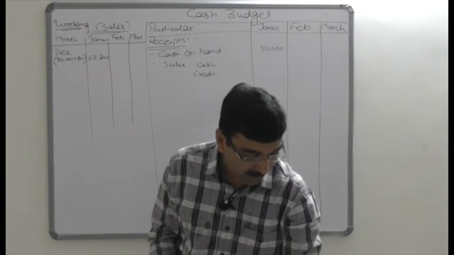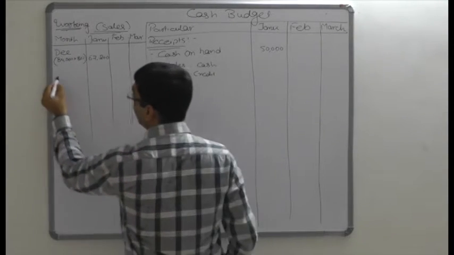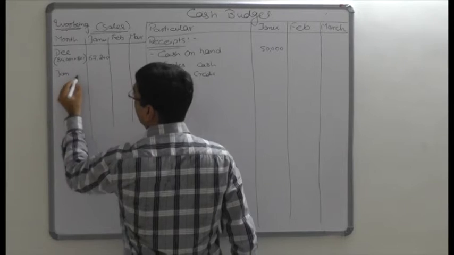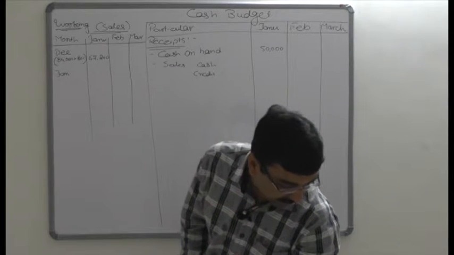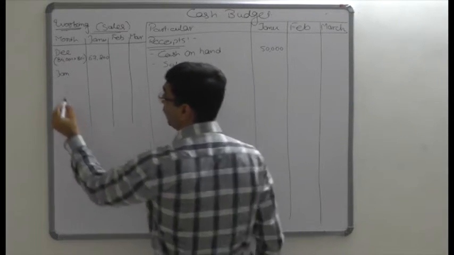Now we'll have to see the month of January. So here in the month of January, the total sales of January comes to 90,000 rupees.